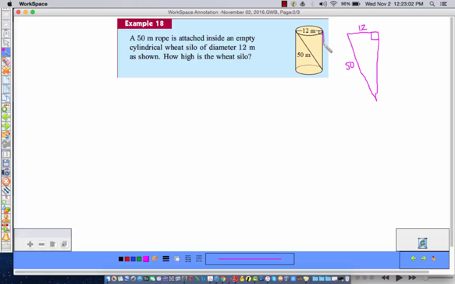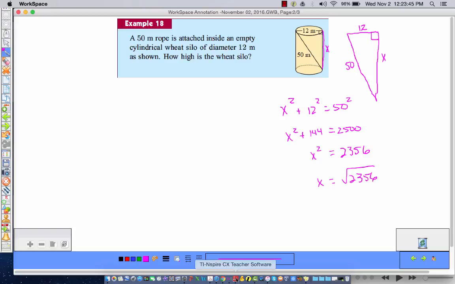And then the height of the cylinder is right here. I'll call it x, which corresponds to this side of the triangle. So I simply use the Pythagorean theorem, and I can say that x squared plus 12 squared is equal to 50 squared. So x squared plus 144 is equal to 2500. If I subtract 144 from both sides, x squared is equal to 2356. So x is equal to the square root of 2356.